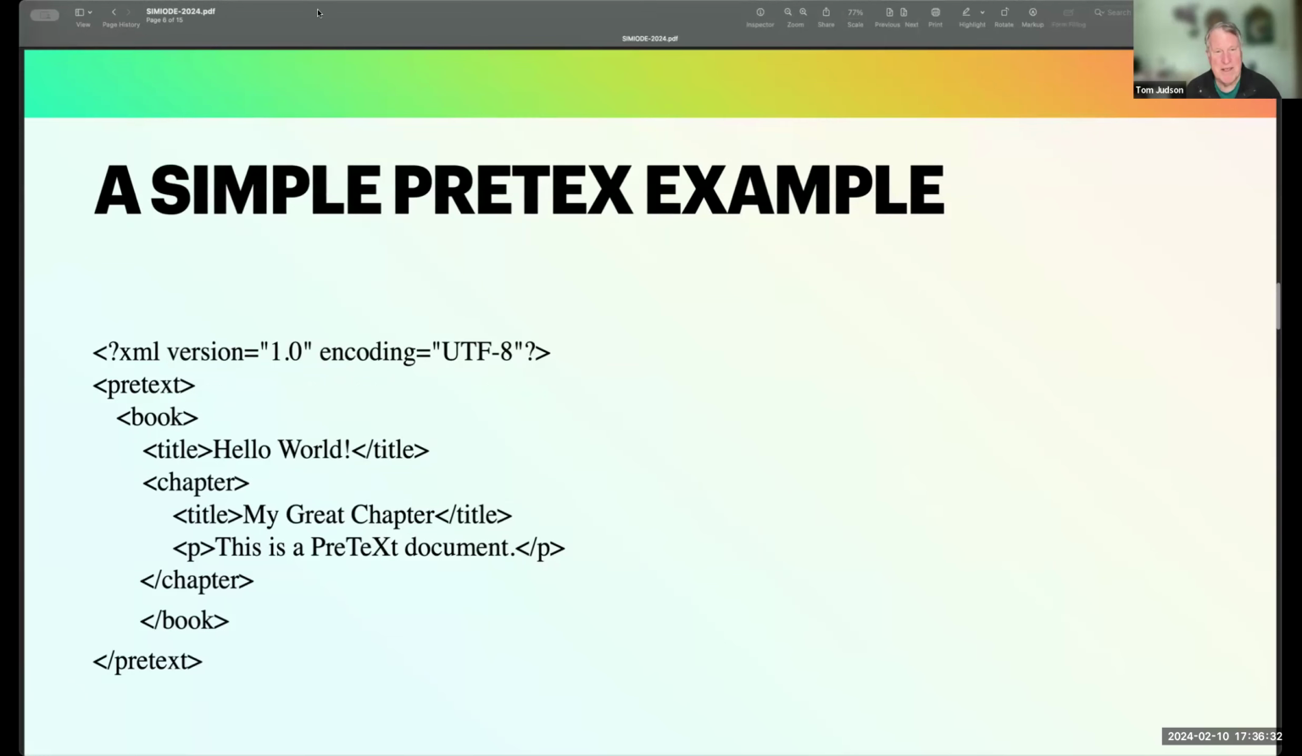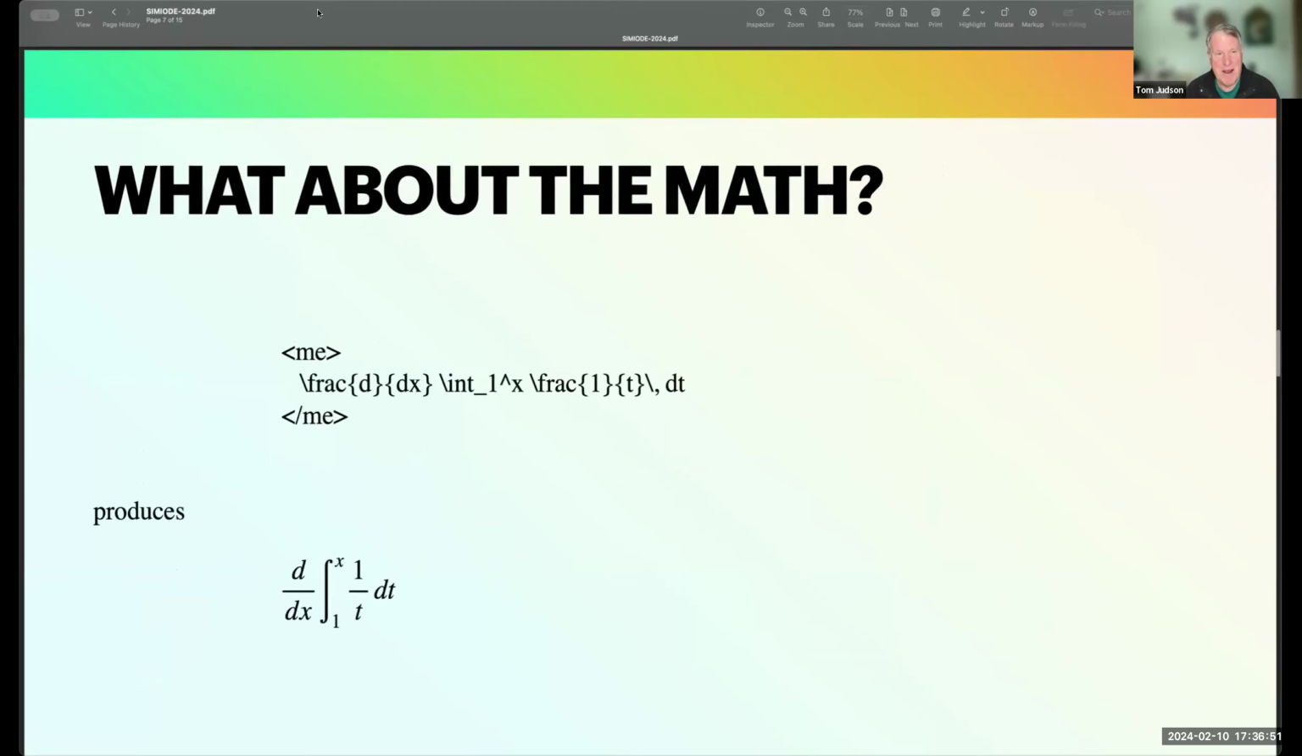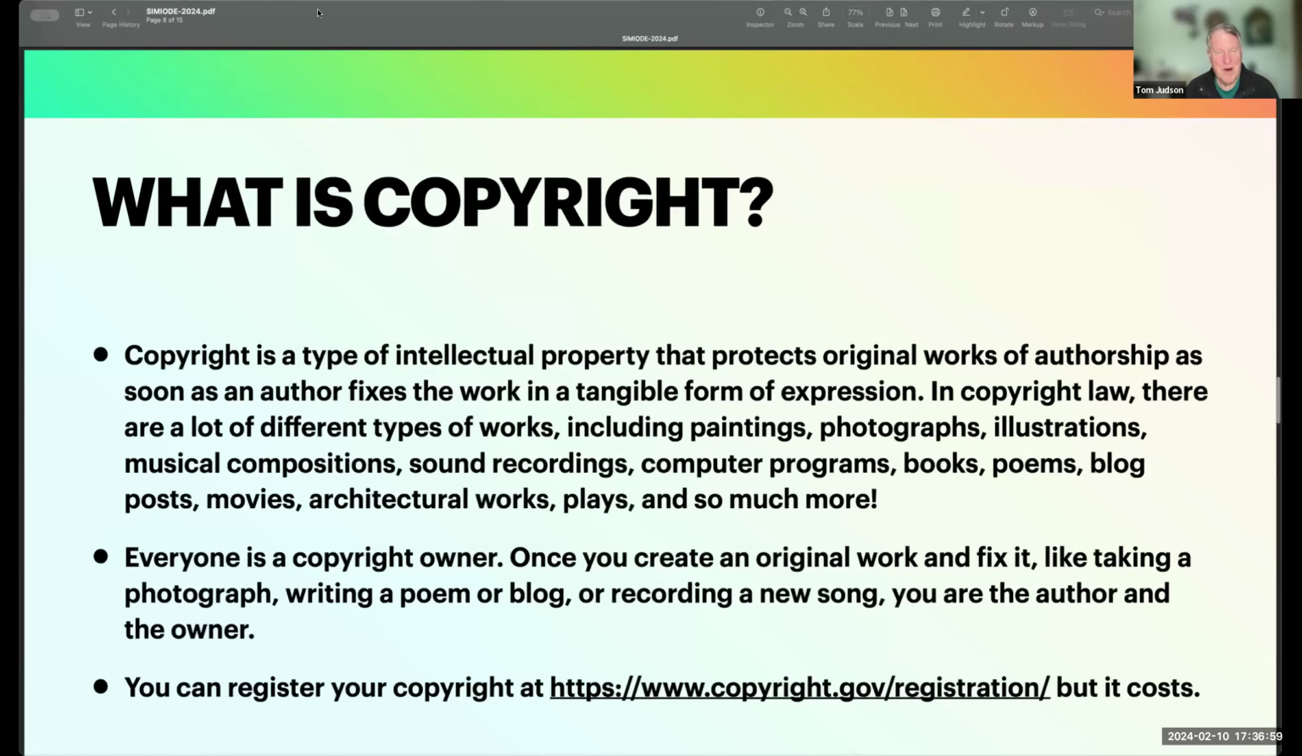Okay, so a PreTeXt example would look something like this. Okay, and this would just be a book, and it would have a title, and then you have tags like angle brackets P. That would be for a paragraph, and so on. The mathematics looks very, very much like LaTeX. So you don't have to learn anything new for LaTeX. Okay, so that's all I'm going to say about PreTeXt.